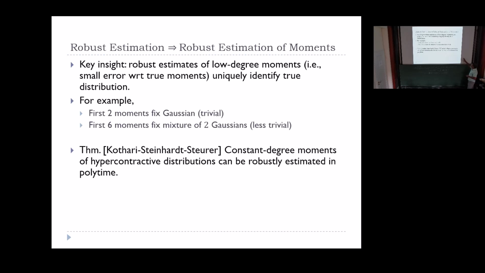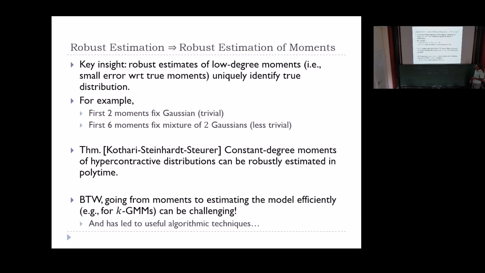And indeed, constant degree moments of a pretty general class of distributions can be robustly estimated in polynomial time. This is a result that follows this slide. So in polynomial time, using a convex program, you can actually estimate any constant degree moment. Great. Now, I don't want to say that going from moments to the actual parameters of the underlying distribution, like mixtures of Gaussians, is trivial. It takes a lot of work, depending on the problem. But nevertheless, information theoretically, the moments suffice. And then there is a challenge of turning them into algorithms. It's an interesting, relatively new area, the algorithmic processes.